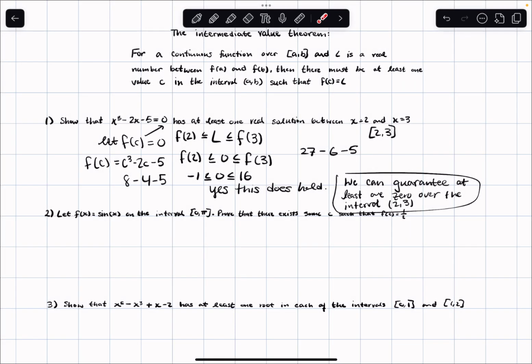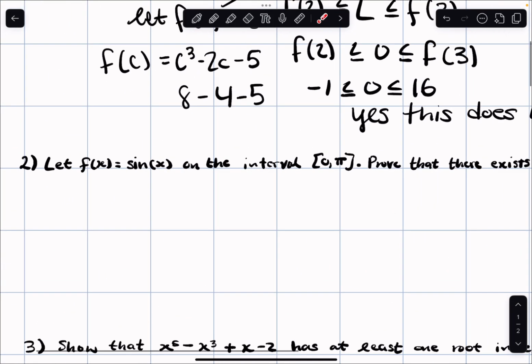Okay? Moving on to number 2. Let f of x equal sine of x on the interval from 0 to pi.